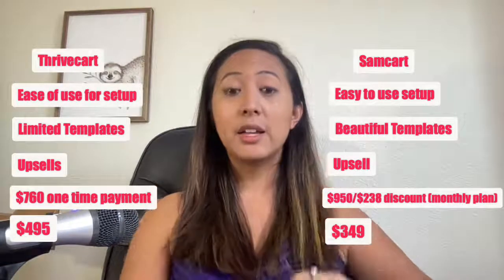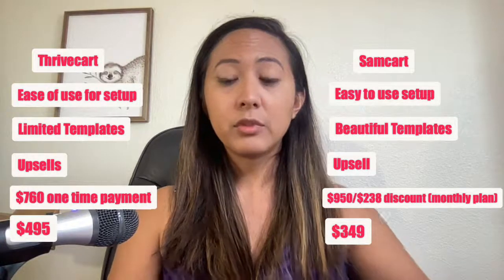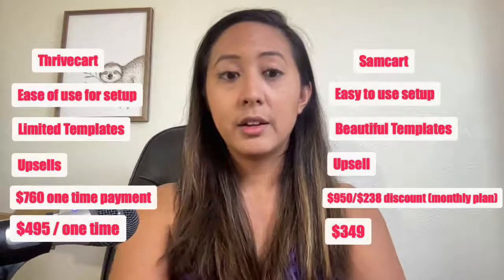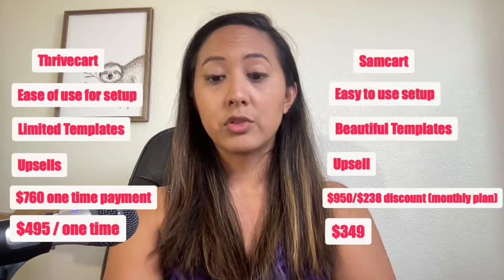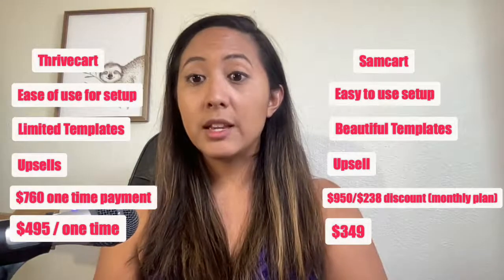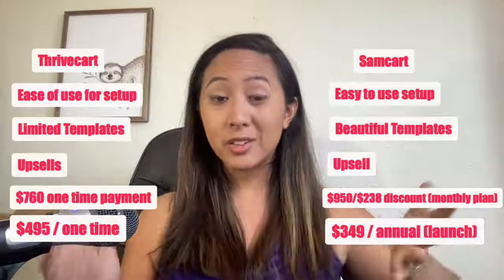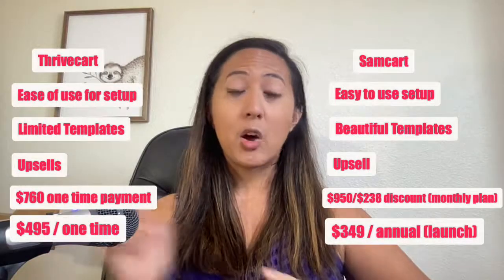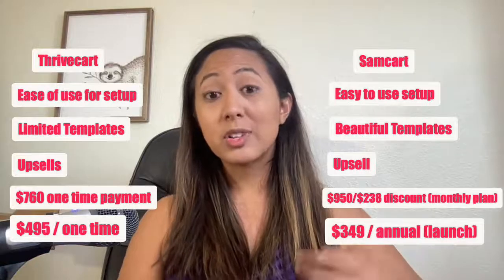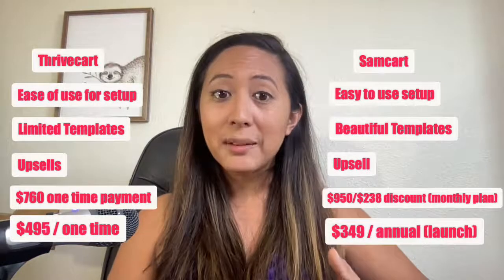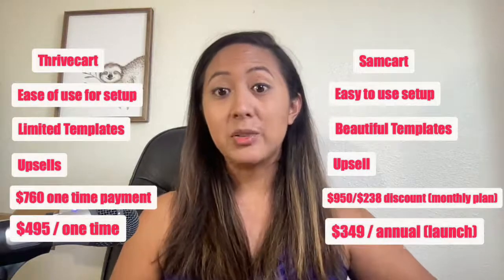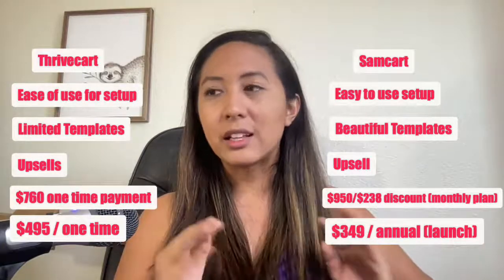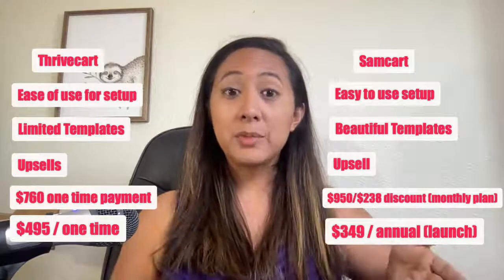So let's compare. So we have, it is $495 for Thrivecart for one time. And we have $349 for annual for launch, okay? But again, if you decide to use this through my partner link, for Samcart, you do also get a whole day of strategy with me. Right now for Thrivecart's purchase, you're getting a 3-hour implementation from me. However, if you do purchase with Samcart, you get this whole day of strategy from me. I'm going to spend time getting to know you, customizing your strategy, and that's all done via Voxer. So I guess it's really up to you.